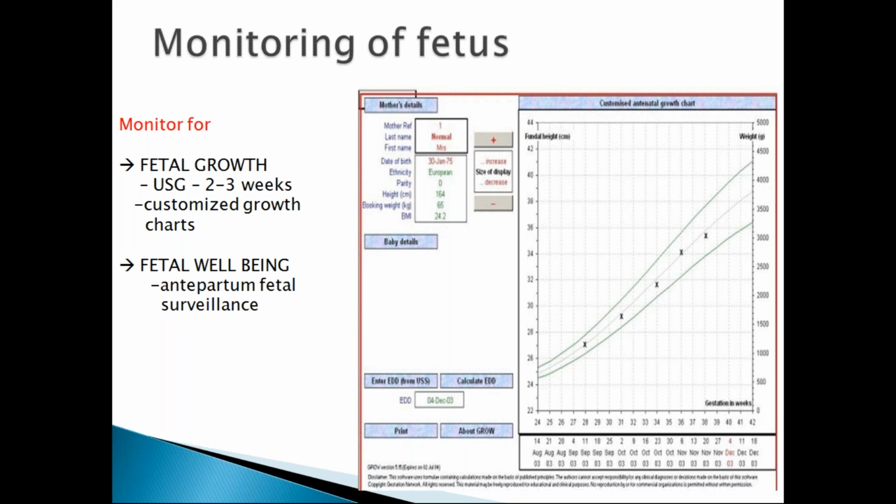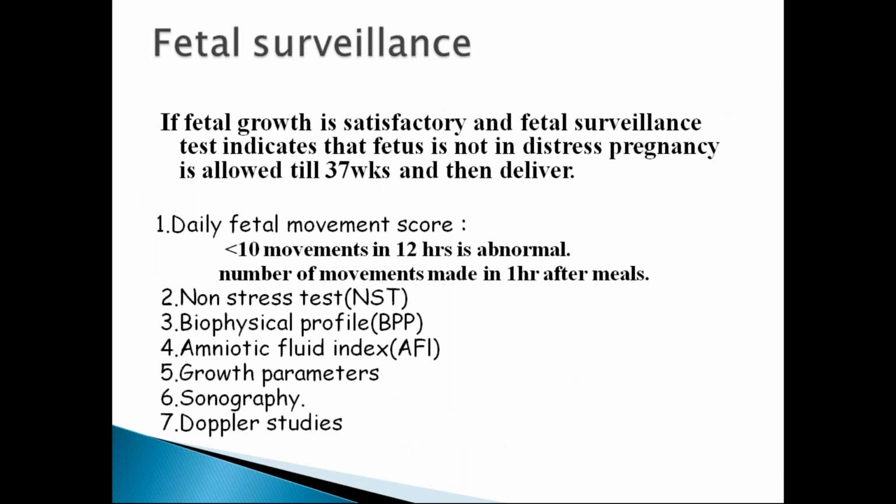But now we have a very reliable tool, that is ultrasound, for evaluation of growth. Not only will it detect IUGR, it will detect the type of IUGR, symmetrical or asymmetrical. Even fetal surveillance can be done through ultrasound and Doppler. How much blood is flowing to the fetus, you can record and measure all these things. So this is the fetal surveillance.